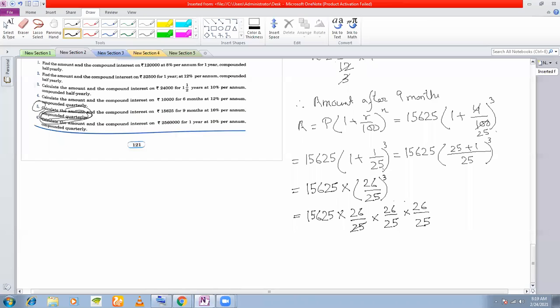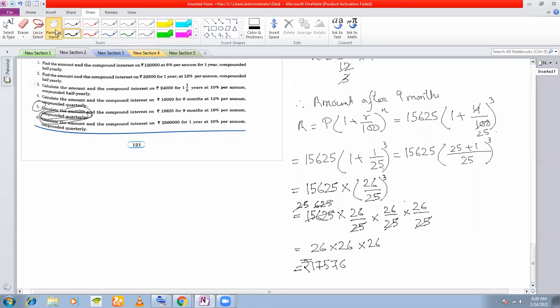Now 25 will cancel with 15,625. How many times will this cancel? 625 times. Again, this will cancel how many times? 25 times. Again, 25 will cancel with 25 only once. So you're only getting 26 into 26 into 26. So if you multiply this 26 into 26 into 26, you will get 17,576, and this is in rupees.